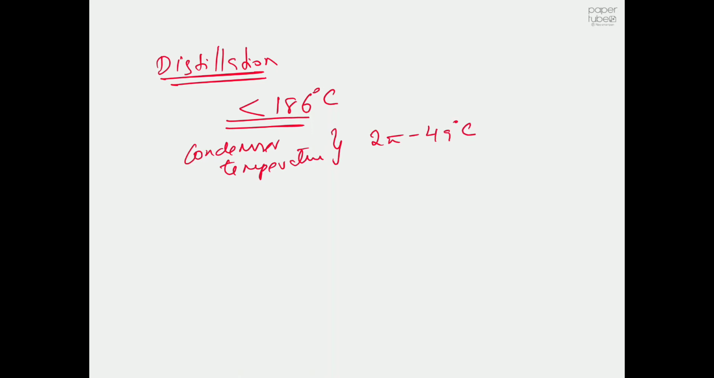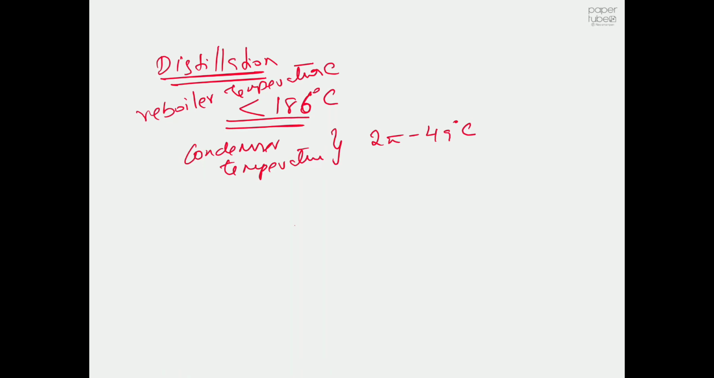And why is that? If you're going to operate the reboiler temperature, to be specific, the distillation is considered to be economic only if you manage to maintain the reboiler temperature at less than 186 degrees centigrade, and if you manage to maintain the condenser temperature within this range, 26 to 49 degrees centigrade.